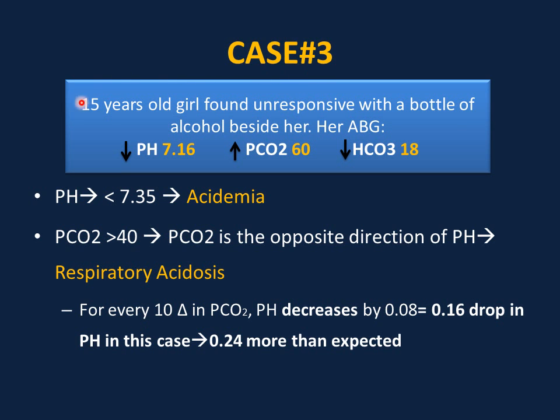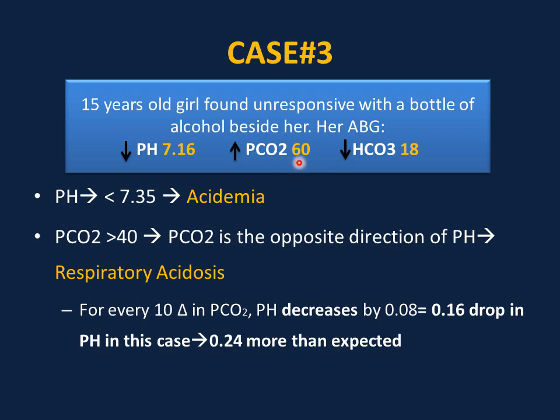Case number 3. This is a 15 years old girl found unresponsive with a bottle of alcohol beside her. Her ABG showed pH is 7.16, and the PCO2 is 60 and the bicarb is 18. Step number 1, check the pH. The pH is 7.16, is low. This is a case of acidemia.